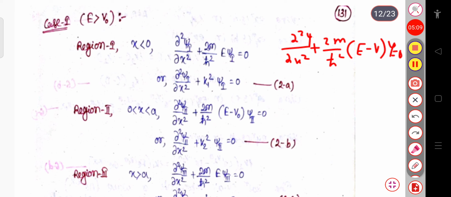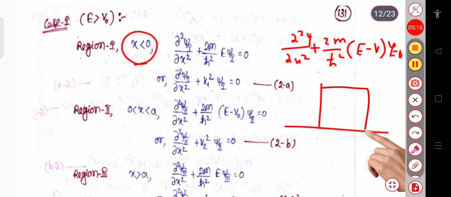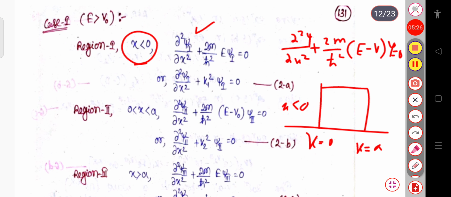So first of all, if you consider x less than 0, there are three regions. You can see here, just like this, this is your x equal to 0 and this is your x equal to a. So when x is less than 0, that is the first region: ∂²ψ1/∂x² + (2m/ħ²)Eψ1 = 0. If I put 2mE/ħ² to be k1², this is simply ∂²ψ1/∂x² + k1²ψ1 = 0.